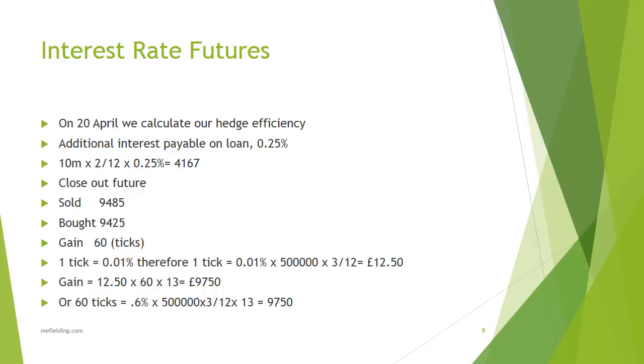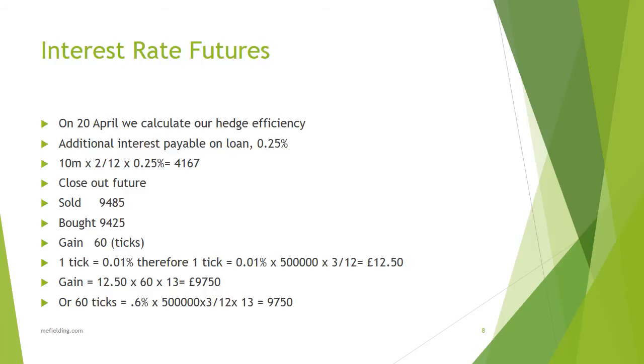Right, one tick therefore, because these are percentages, so it's 94.85%. So one tick equals 0.01 of a percent. Everybody okay where 0.01 of a percent comes from? We sold, the price was 94.85%. We bought at 94.25%.